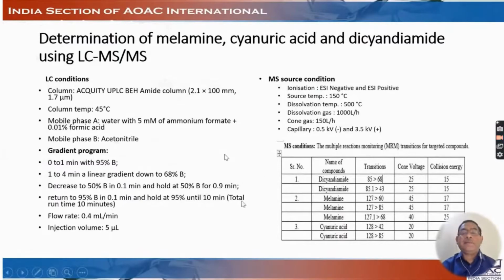Here, some preliminary data I am showing that we used the UPLC BEH amide column, 1.7 micron particle size, and this is the gradient program. We used a triple quad LCMS instrument, and here you can see that each and every compound has been monitored for two transitions. In certain cases, we can even use three transitions.